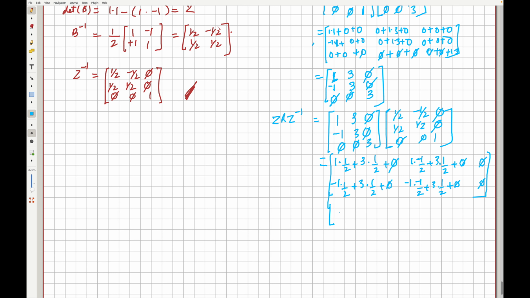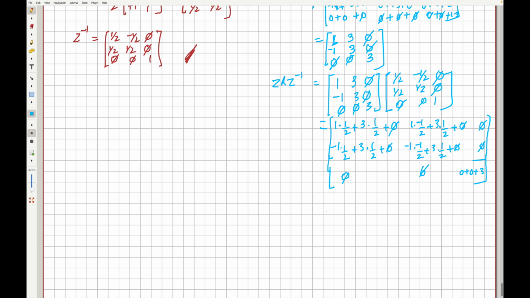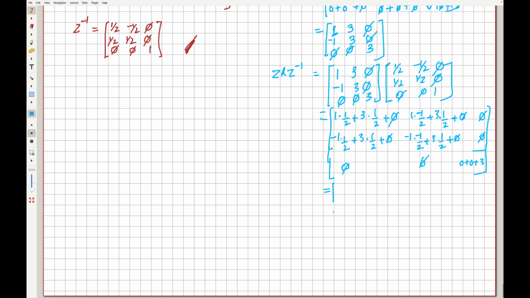In the last row we have 0 0, so this is just going to be 0. Again, this would be just 0, and the last part, this is just going to be 0 plus 0 plus 3. And if we get the calculations right, we should get our original A matrix back.